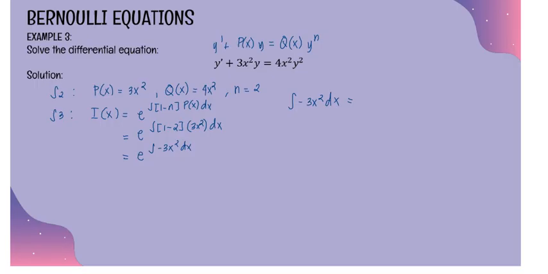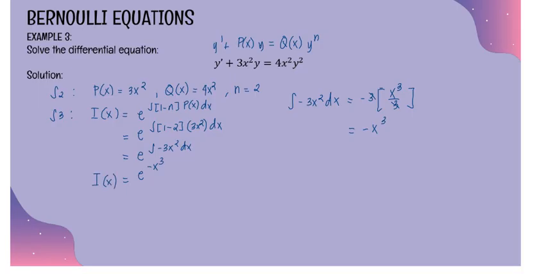And then we calculate the value of the integral of negative 3x squared dx using integration. We could just factor out negative 3 times x raised to 3 over 3, using the power rule. The 3s cancel out, so you would have negative x raised to 3. So you would have now e raised to negative x raised to 3 as our integrating factor.